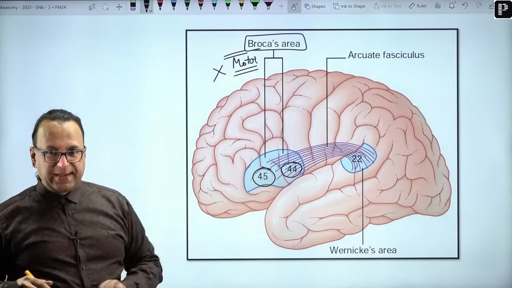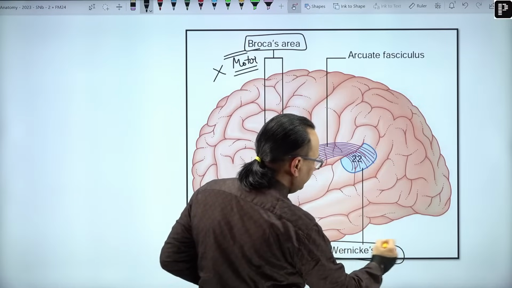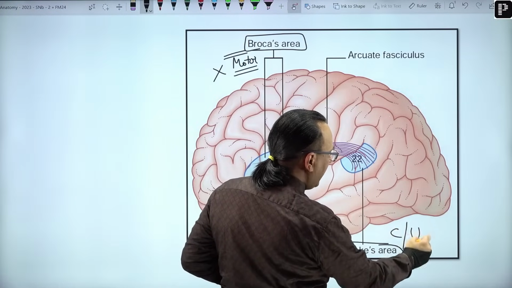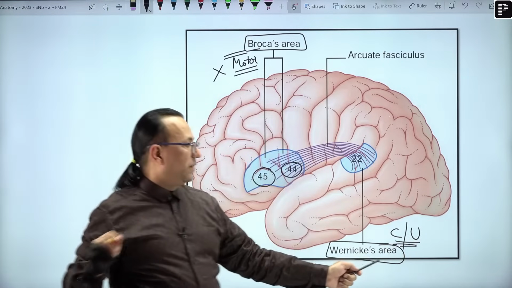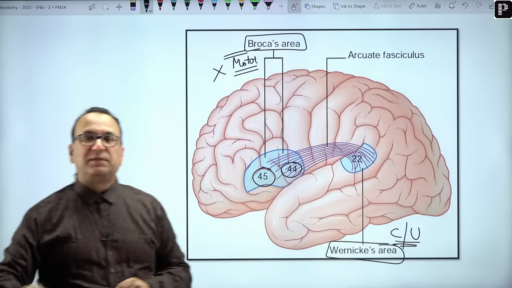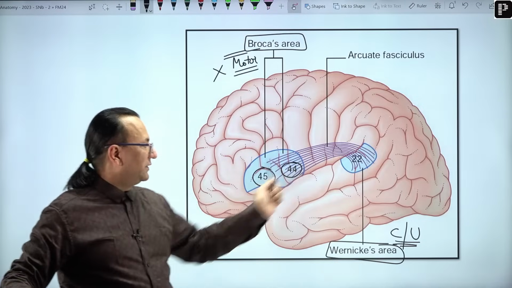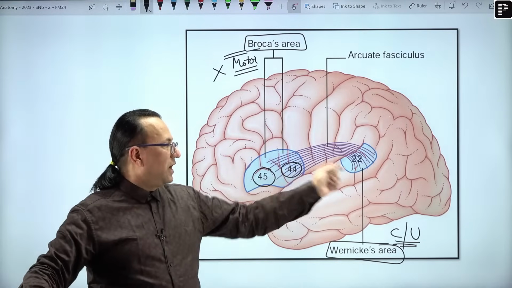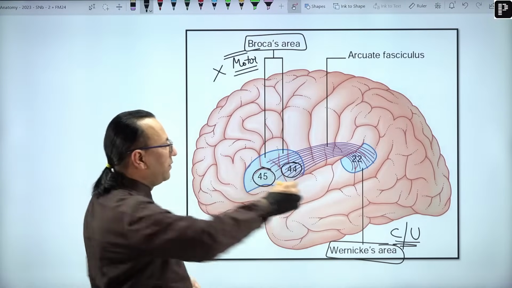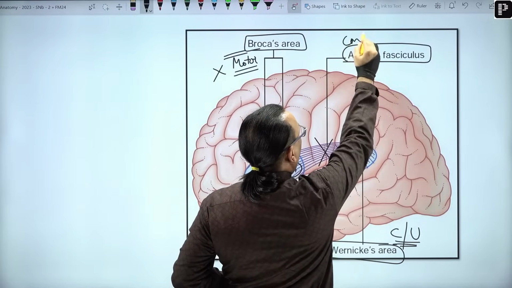On the other hand, if there is a problem with area number 22, which is Wernicke's area, then comprehension or understanding of language can be compromised. And these areas are all supplied by the middle cerebral artery, which is running in the lateral sulcus here, even supplying this arcuate fascicle. And if there is a problem with the arcuate fascicle, then we can have what is called conduction aphasia.